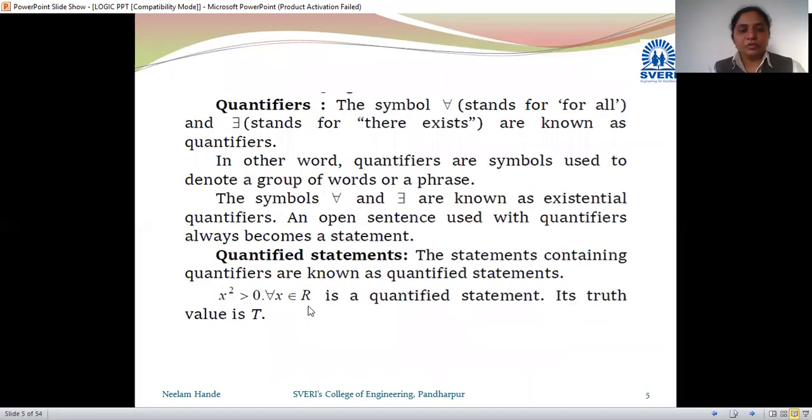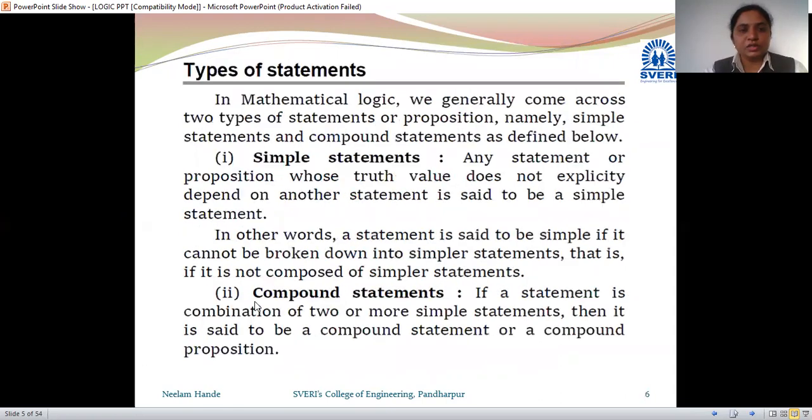And what will be the truth value of this statement? Is the statement true or false? If we check, x square is always positive. It is always greater than 0. So the statement is true. The truth value is T, not false.